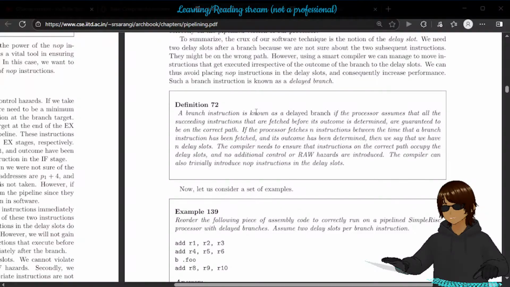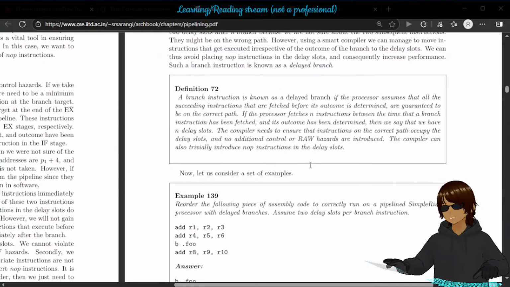A branch instruction is known as a delayed branch if a processor assumes that all the succeeding instructions that are fetched before its outcome is determined are guaranteed to be on the correct path. If the processor fetches n instructions between the time that a branch instruction has been fetched and its outcome has been determined, then we say that we have n delay slots. The compiler needs to ensure that the instructions on the correct path occupy the delay slots and no additional control or data write hazards are introduced. Compiler can also trivially introduce loop instructions in the delay slot.